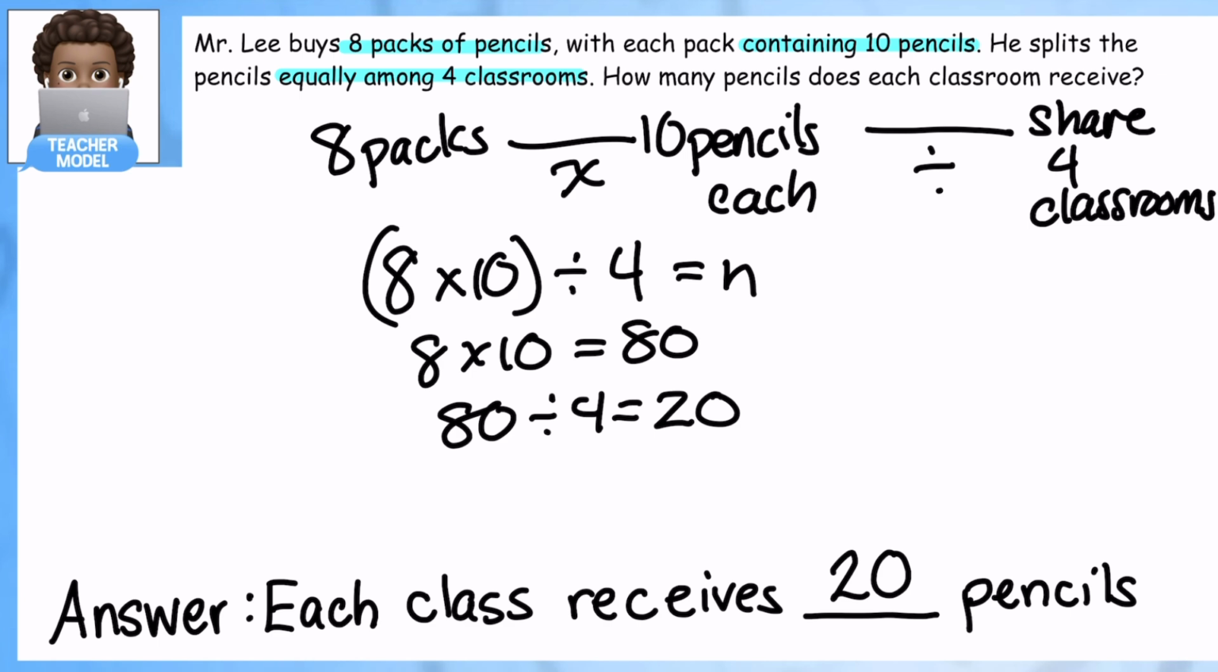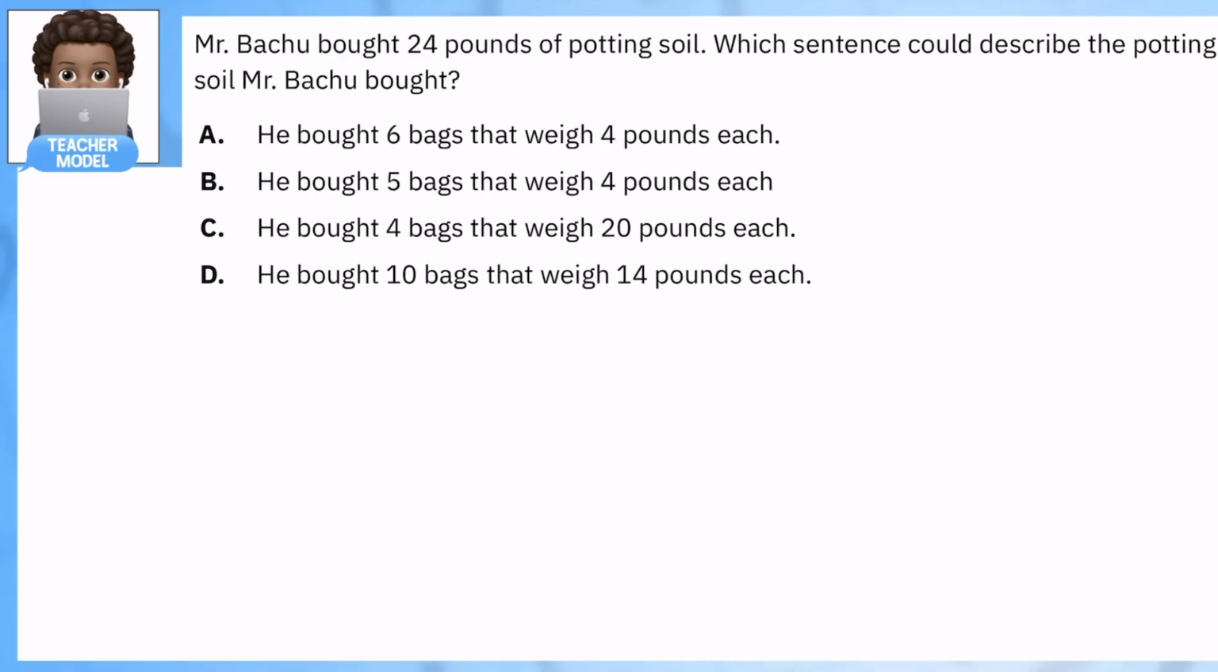Let's go into the last guided practice for today, and this was multiple choice. Mr. Bachu bought 24 pounds of potting soil. Which sentence could describe the potting soil Mr. Bachu bought? So this one's interesting, which could be a number story for it. So hit pause and choose an answer.